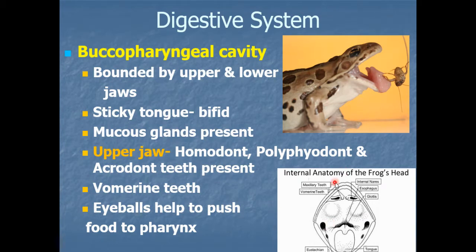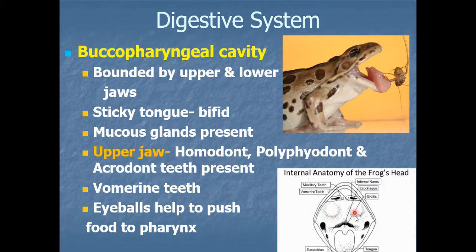So first part, it is a buccopharyngeal cavity. In frog, we cannot see any marked separation between the buccal cavity and the pharynx. So it is known together as the buccopharyngeal cavity. So this cavity is bounded on the upper side by the upper jaw, the lower side by the lower jaw. You can see the sticky tongue. This is used for capturing the prey.